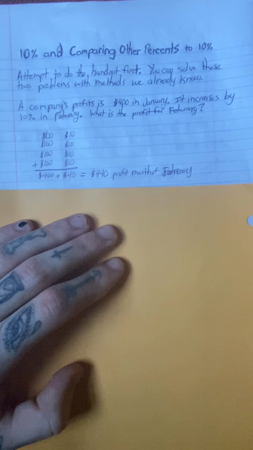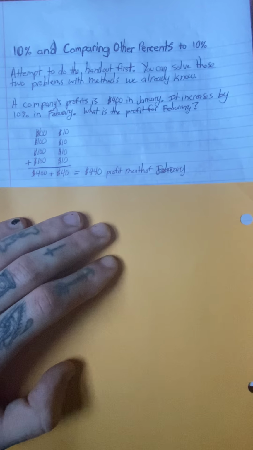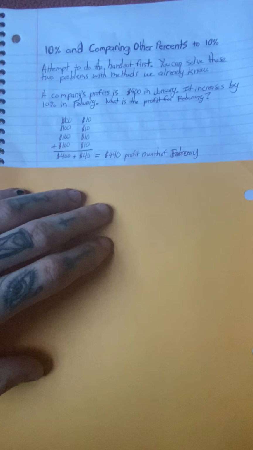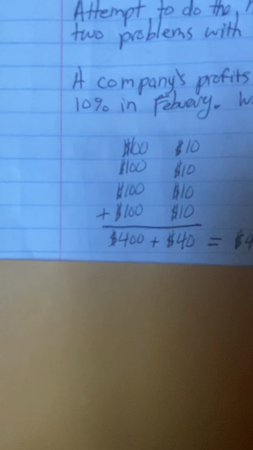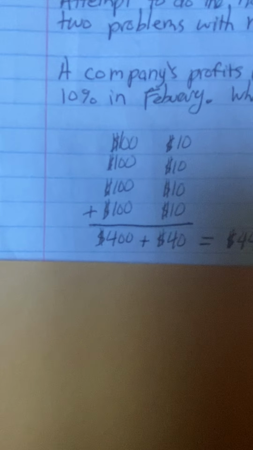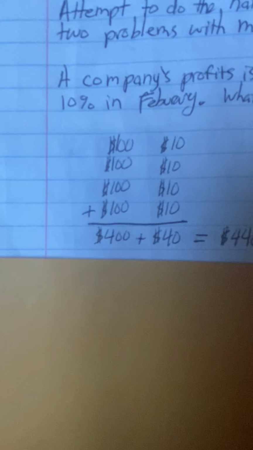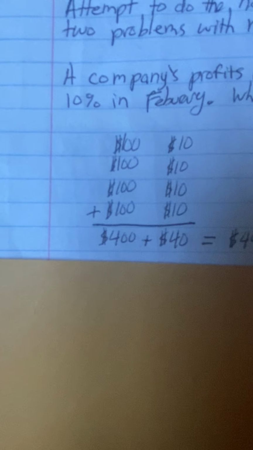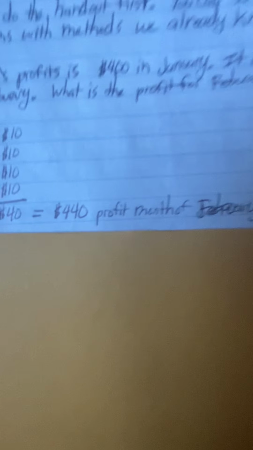So the company's profit is $400 in January. It increases by 10% in February. What is the profit in February? So we have to use the out of 100 method, like we mentioned. And so we can break 400 up into 4 groups of 100. And then there's $10 for each one of those groups. So 10% of 400 is 40. And then 400 plus 40, since the profit increases, is 440. So the profit in February is $440.